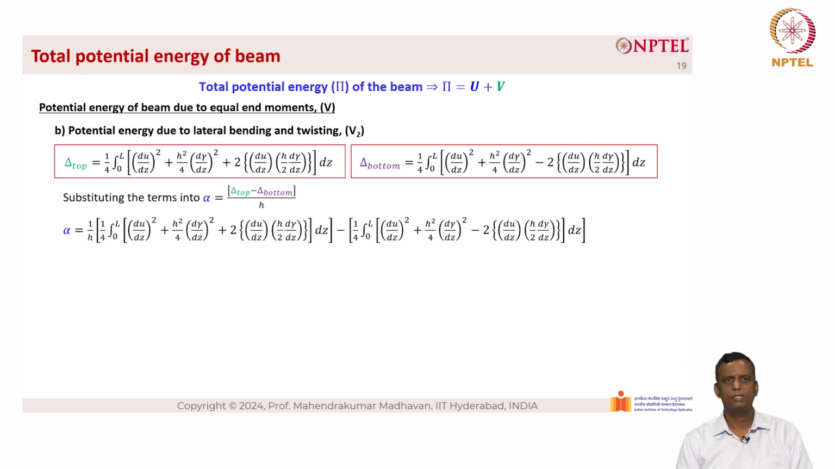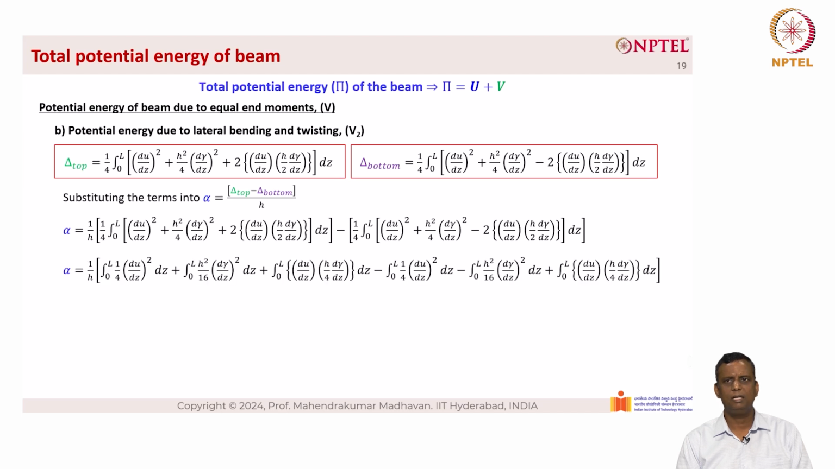we have this equation. It's a long equation that you can see in the slide, but we can simplify this equation by cancelling the terms. So the ones that are left over are given as alpha equal to 1 by h into integral 0 to L of du by dz into h by 4 into d gamma by dz into dz plus integral 0 to L of du by dz into h by 4 into d gamma by dz into dz.